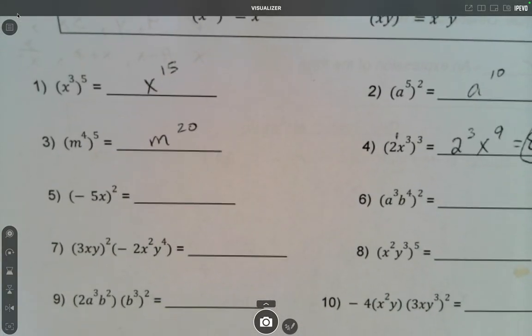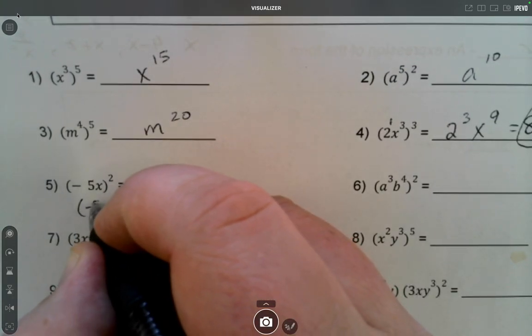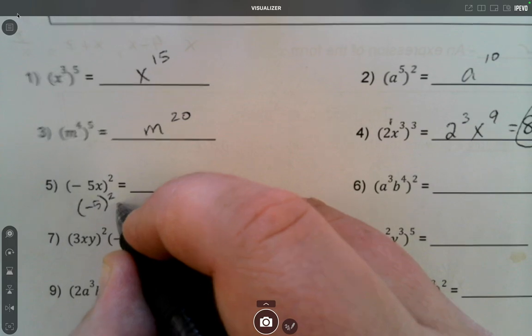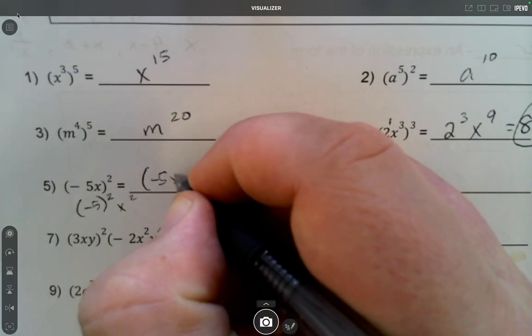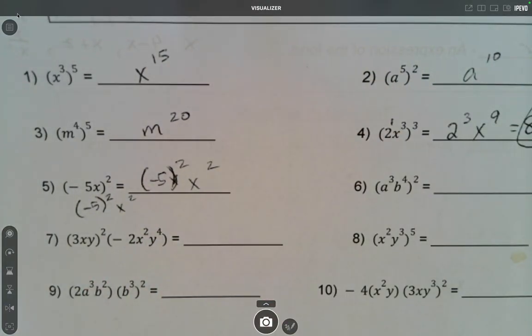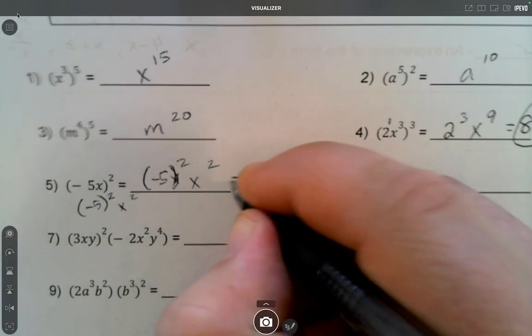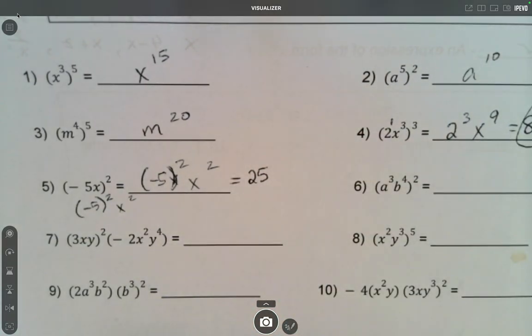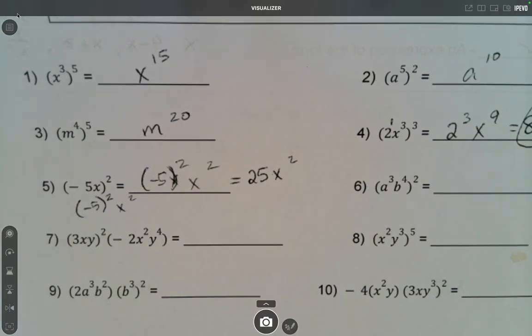Okay, number 5, we've got to square both of these. So this is negative 5 squared and x squared. Okay, now if you keep the parentheses around it, this answer is correct. However, if you don't, this is wrong, because you're not just squaring the 5, you're squaring negative 5. And negative 5 times negative 5 is positive 25. So we get 25x squared.